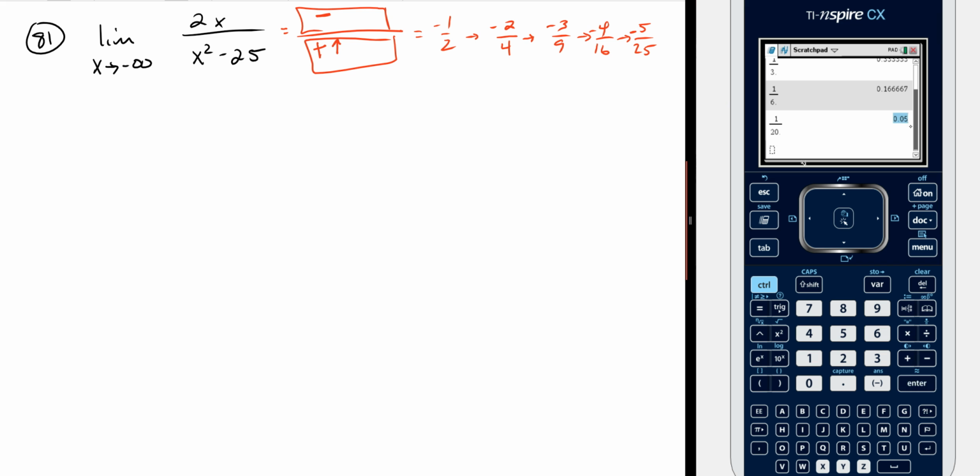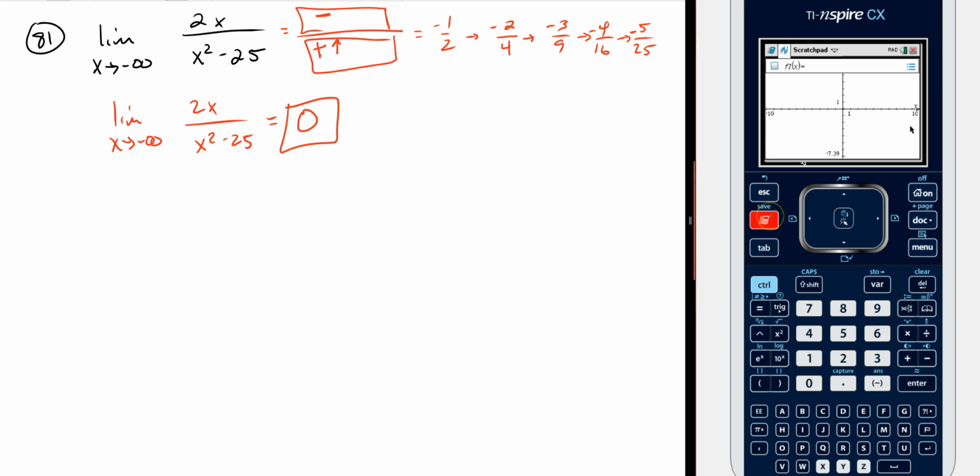So even though the top is negative and the bottom is positive, because the bottom is increasing at a quicker rate than the top, this limit, as x approaches negative infinity of 2x over x squared minus 25, since the bottom is getting bigger quicker than the top is, means we have a limit where my function is approaching 0. So my limit is 0.